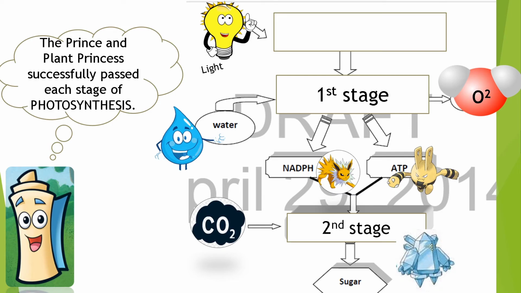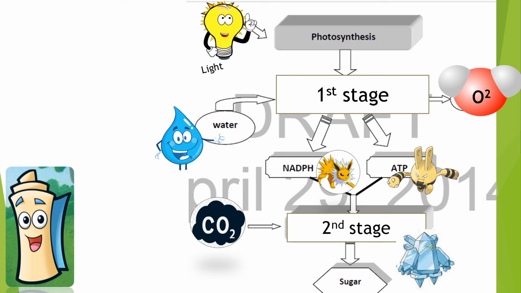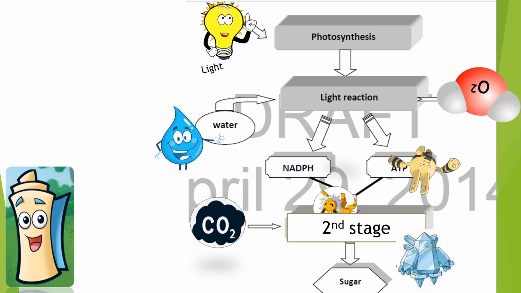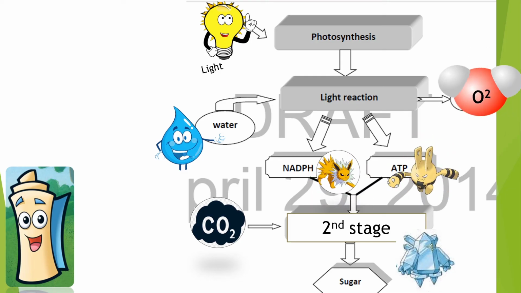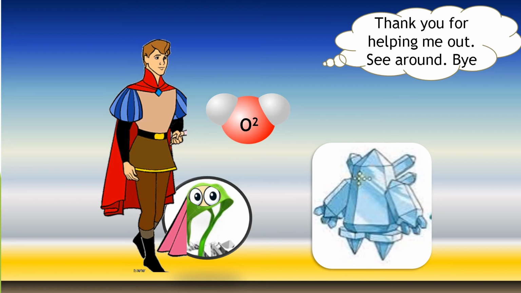The prince and the plant princess successfully passed each stage of photosynthesis. First, they use light to activate the photosynthesis and use water for the first stage, which is the light-dependent reaction, and produce oxygen, ATP, and NADPH. The next stage is the Calvin cycle, in which they use NADPH, ATP, and carbon dioxide to form glucose or sugar. "Thank you for helping me out. See you around. Bye!"